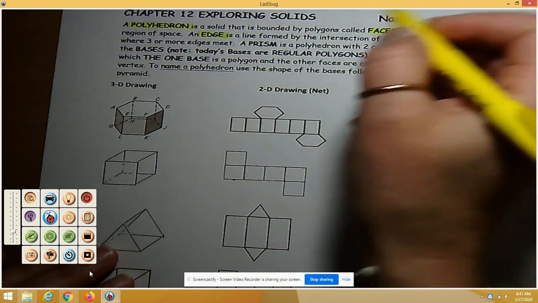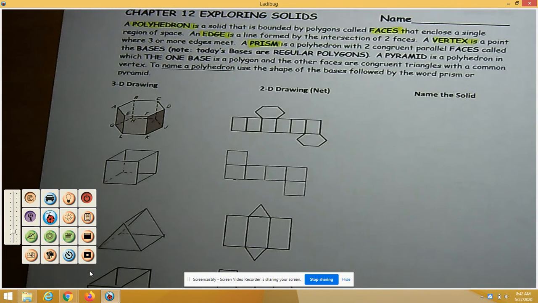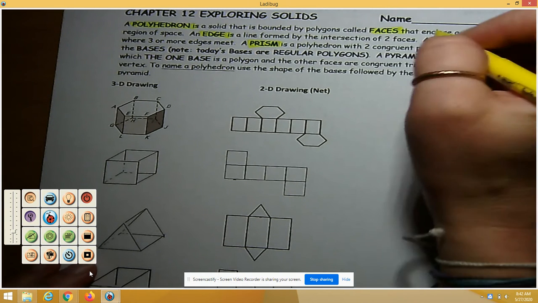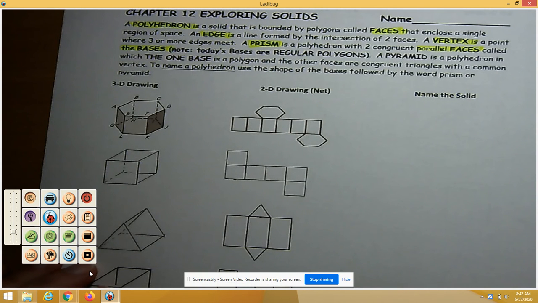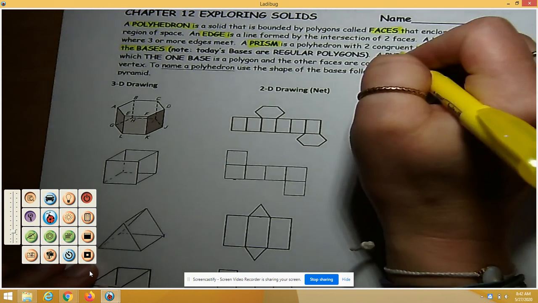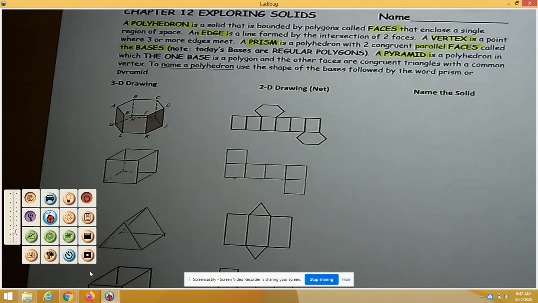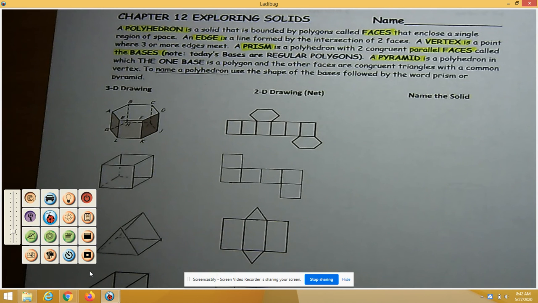And then a prism, which is what we're going to be looking at for a bunch of these in a minute, is a polyhedron where you have two congruent parallel faces called bases. And today we're looking at regular polygons for the bases. A pyramid is a polyhedron in which the one base is a polygon and the other faces are congruent triangles with a common vertex. Think of the pyramids of Egypt. You have a polygon on the base and then those triangles for sides. Those are lateral faces.